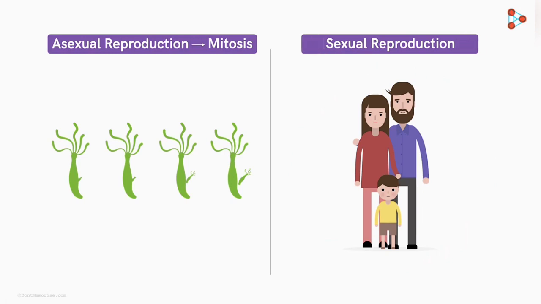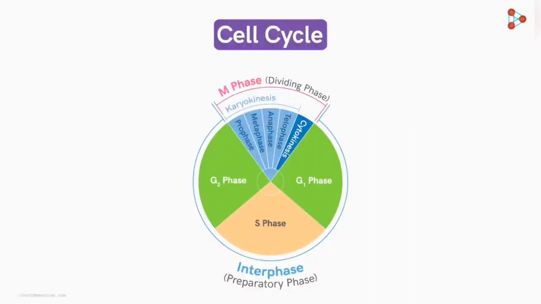Sexual reproduction is aided by meiosis. We've seen the process of meiosis in detail in the previous videos. Let's summarize the entire process in this video. Let's begin with the preparatory phase, that is, the interphase first.